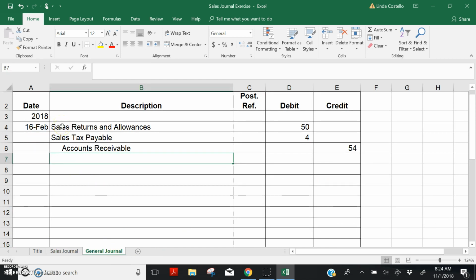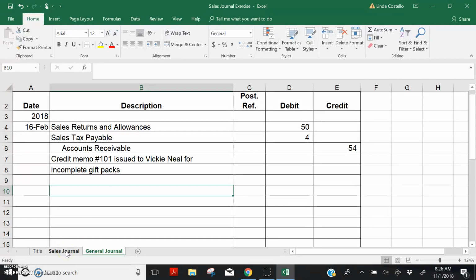And I already have it recorded here. February 16th, debit sales returns and allowances, $50. Skip the posting reference for now. Debit sales tax payable, $4. Credit accounts receivable, $54. And we need some description to describe the transaction. There's a variety in the description you could enter, something on the order of credit memo number 101 issued to Vicki Neal for incomplete gift packs would work nicely.